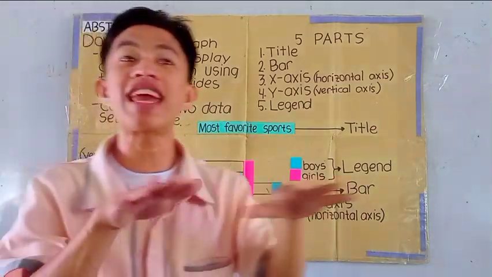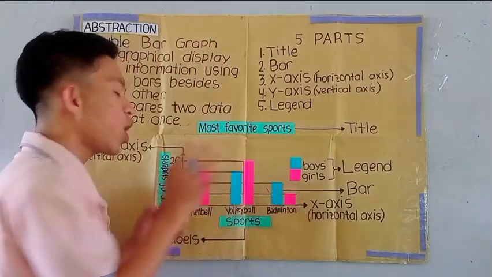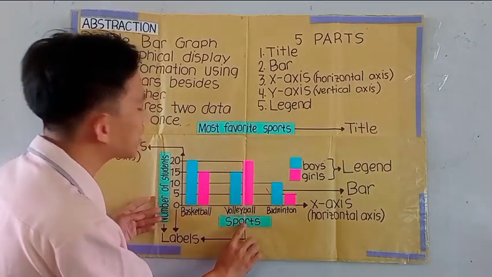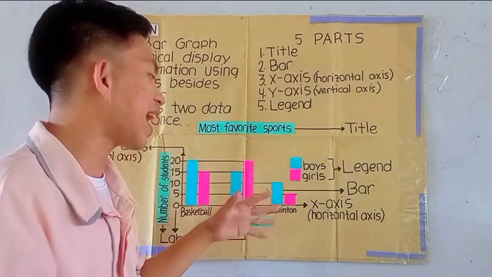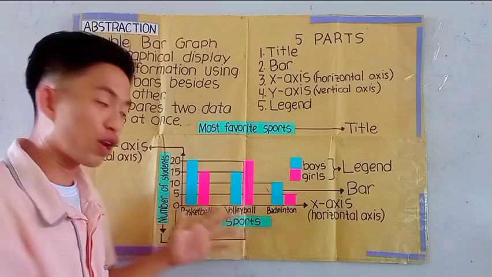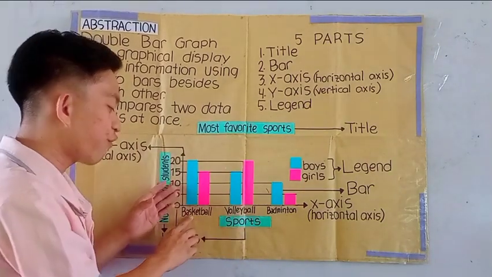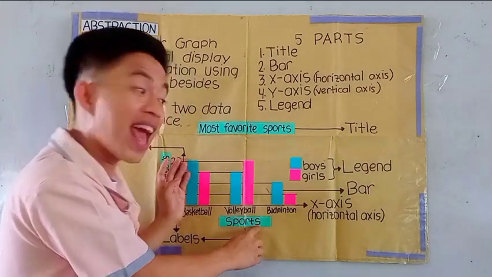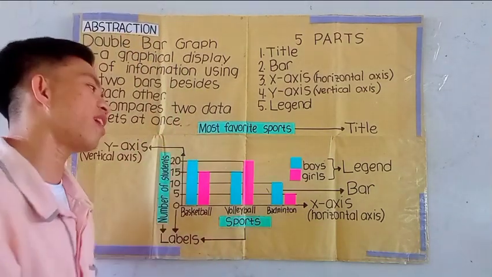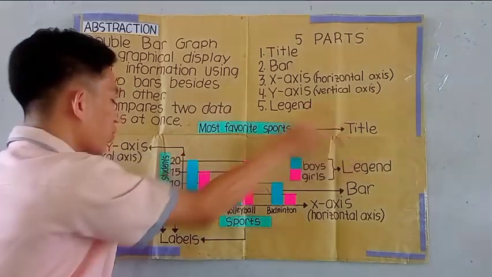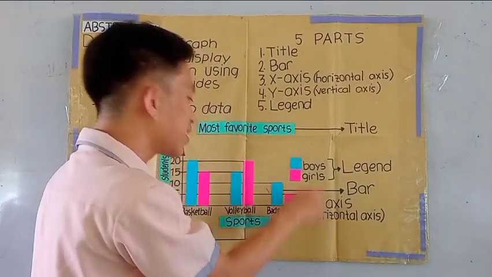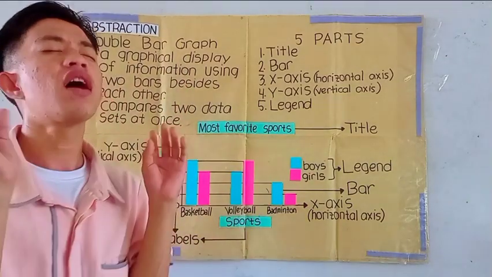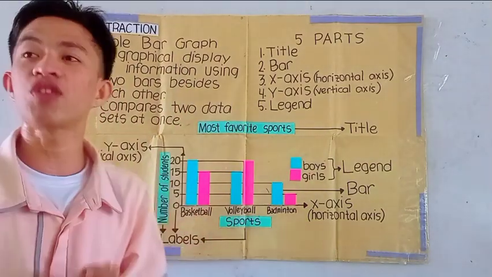Very good. Now, as you can see, it is labeled "Favorite Sports." We have 3 sports mentioned here in the tabular form, in the double bar graph. The first one is, kindly read, basketball, volleyball, and badminton. Now, we're done with the title, y-axis, and x-axis. Let's proceed to the bar, the most important thing that can be found in the double bar graph.